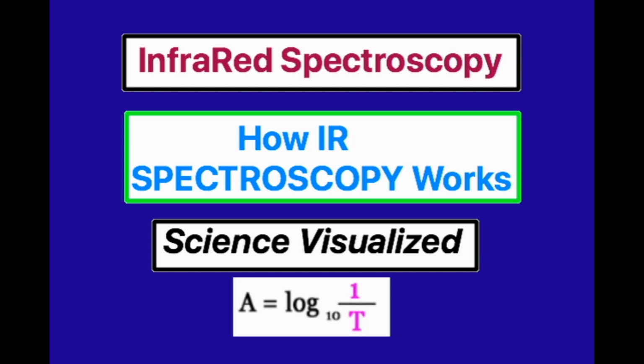Hello and welcome again. Today we're looking at infrared spectroscopy, which is a method that's commonly used in chemistry to analyze materials. In this video, we're going to look at how IR, or infrared spectroscopy, works. And this is presented to you by Science Visualized.